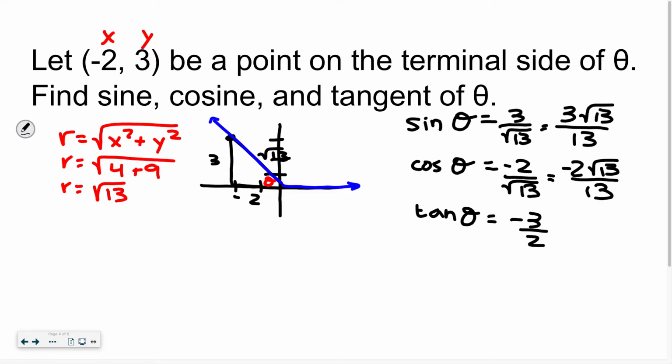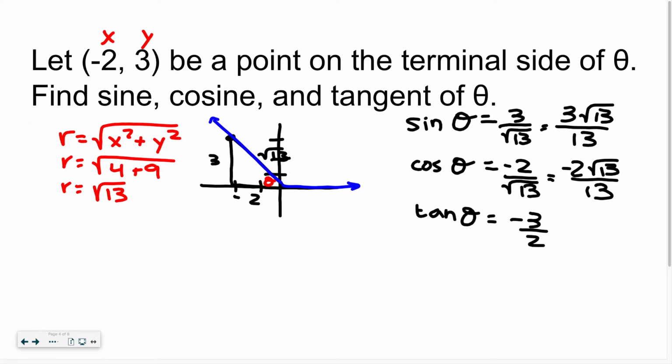A nice thing if you're going to go strictly algebra and no picture is maybe just think about All Students Take Calculus. So you can tell that this point is in quadrant 2, so sine should be positive and everything else should be negative, which is true in my ratios.